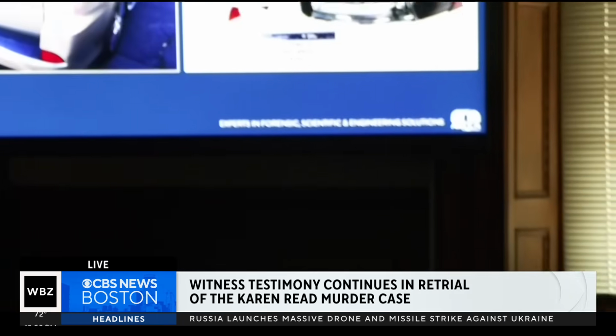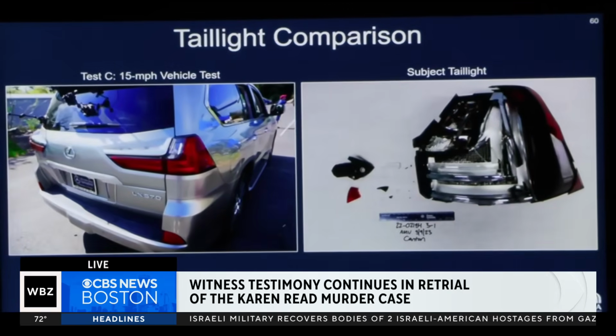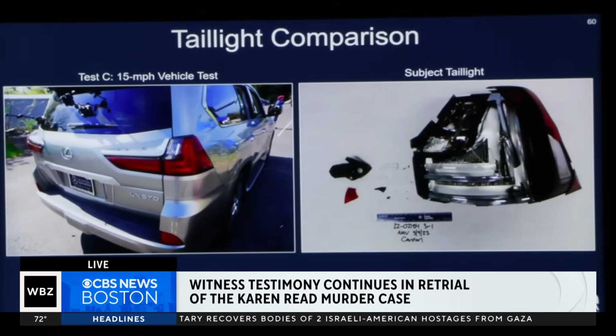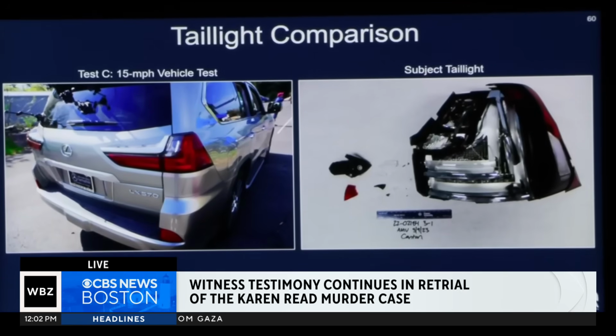What is this depicting? So this is depicting the test taillights of the 15 mile per hour impact into the hybrid arm compared to that of the subject taillight. Was there any notable damage at all on the exemplar taillight following test C at 15 miles an hour? The only thing there may have been was some very slight abrasions maybe to the plastic, but there certainly was no breaking or fracturing of the lens assembly.